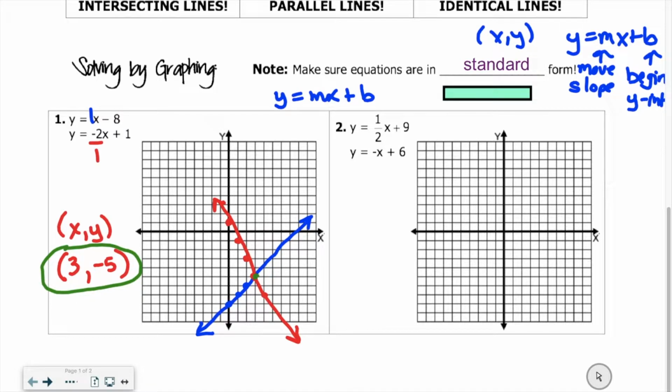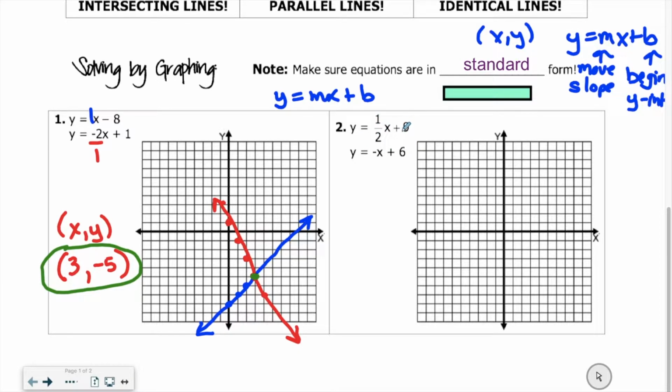So this right here, this green dot, is the solution. If you plug 3 in for x right here, you get 3 minus 8, which is -5. If we plug 3 into this one, -2 times 3 is -6, plus 1 is also -5. So the solution is the x and y numbers that work for both equations. And that's the whole goal of solving systems. This is actually my favorite topic in Algebra 1, is systems. I love systems.